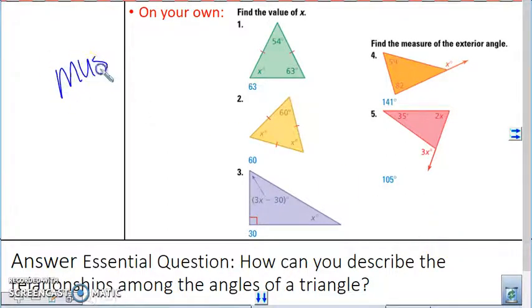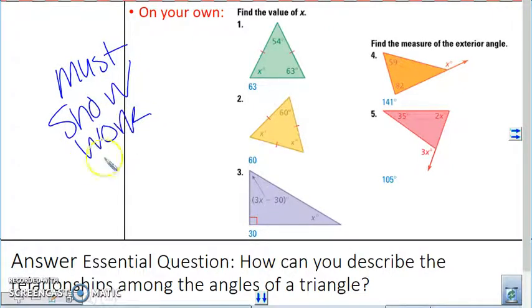You must show your work. Okay, there should be equations that you're solving for. Go ahead and answer this essential question, and your checkpoint is ready to go.